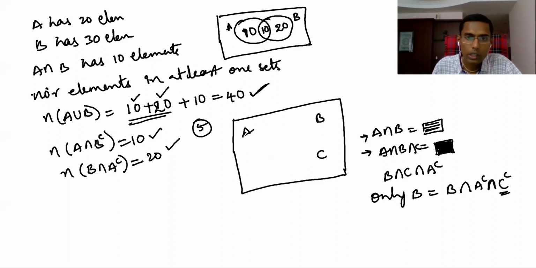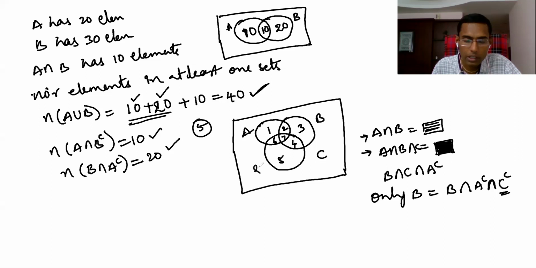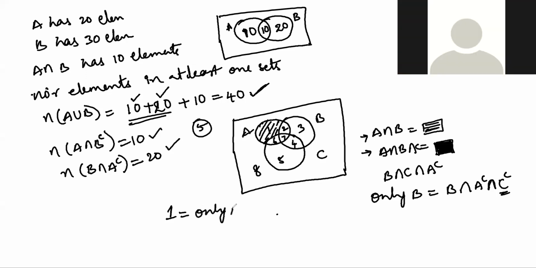So here A is there, B is there, and C is there, let's say. What's the meaning of part 1, part 2, part 3, part 4, part 5, part 6, part 7, part 8? So this is what I told. Therefore, you should understand that one. Yesterday only I explained this. Now I'll again explain. Part 1 means what? Part 1 means this part. Part 1 means A, not B, not C.